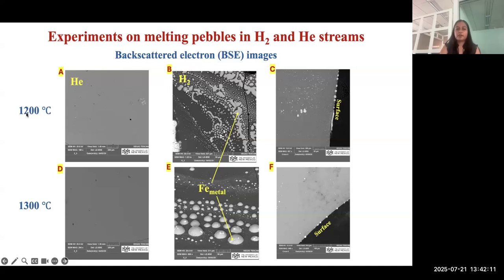And A, B, C are for 1200 degrees C, and D, E, F are for 1300 degrees C, but showing the same things, those beautiful metal balls nucleated on the surface in the presence of hydrogen.